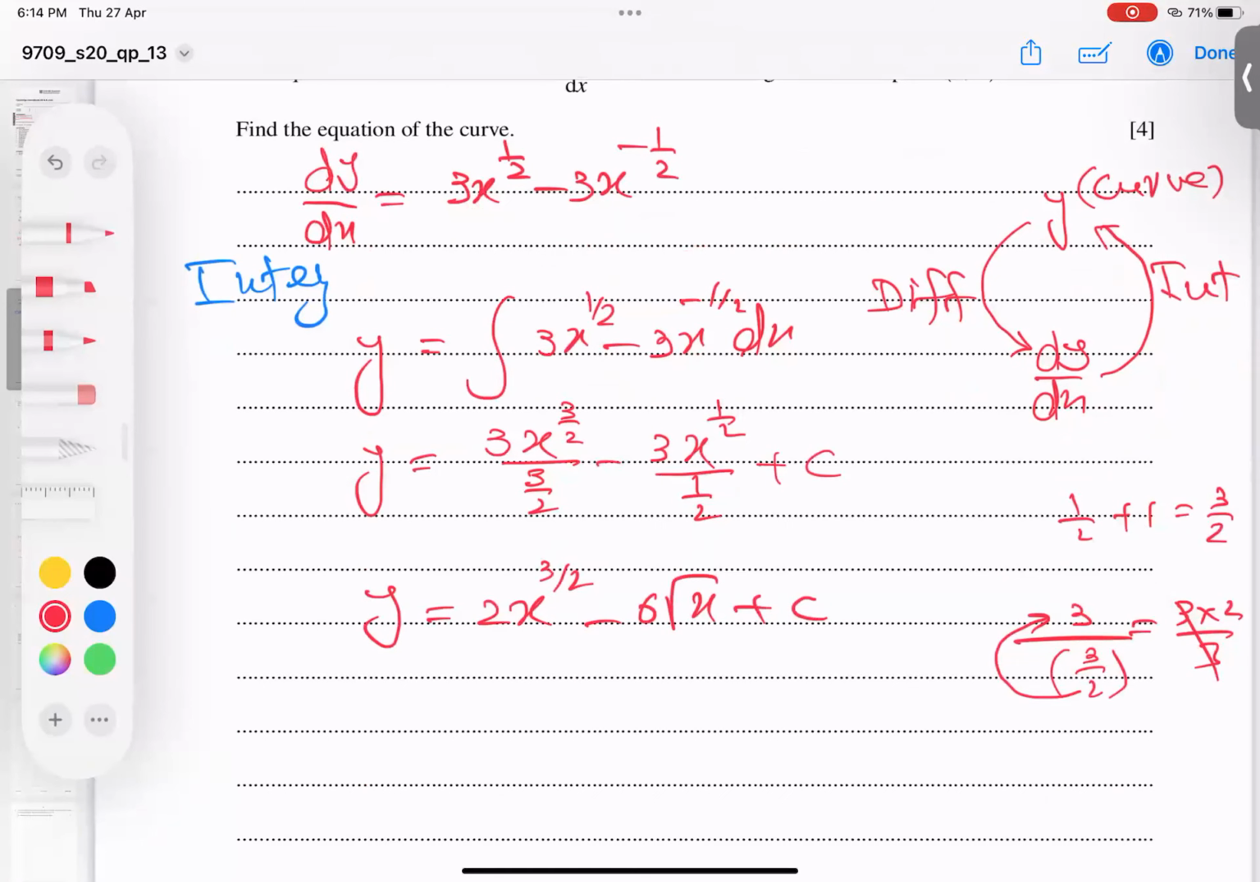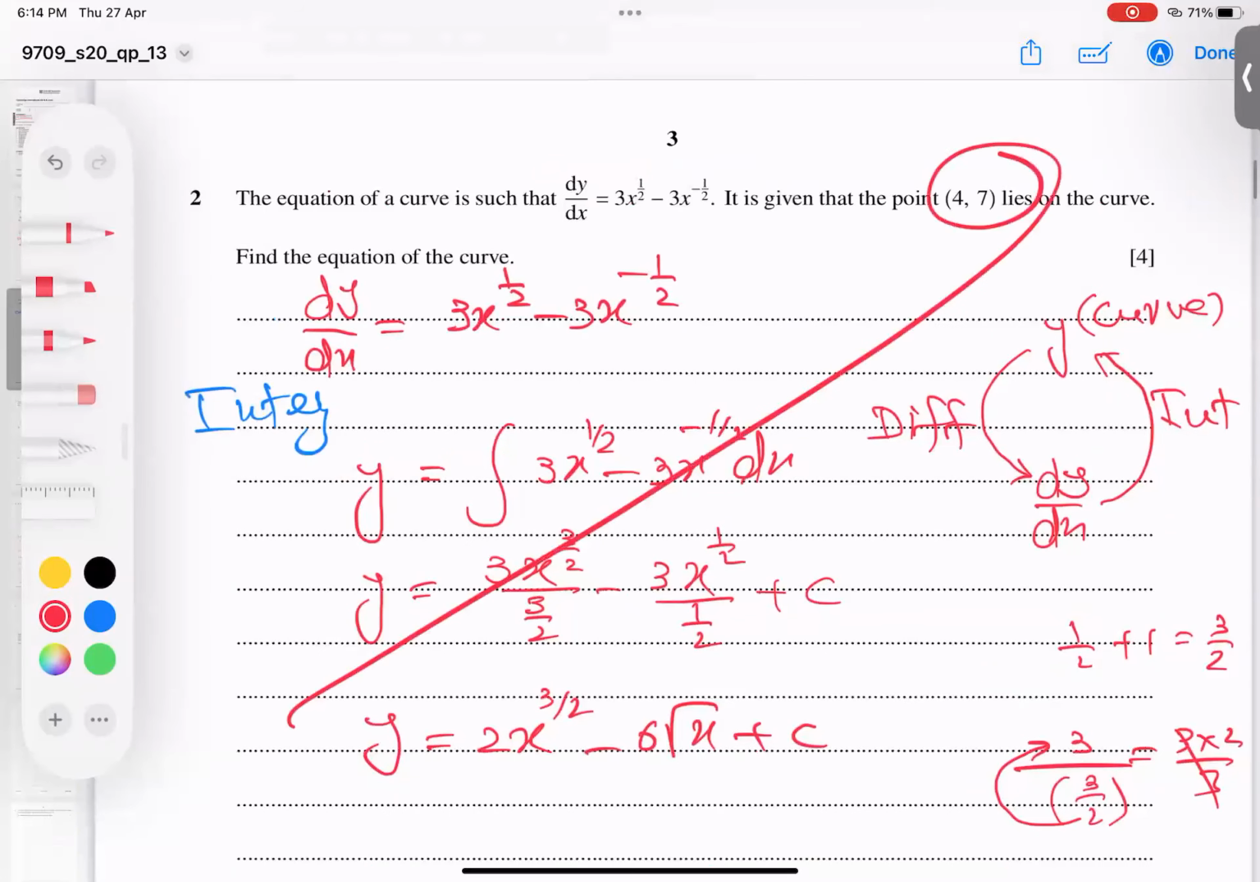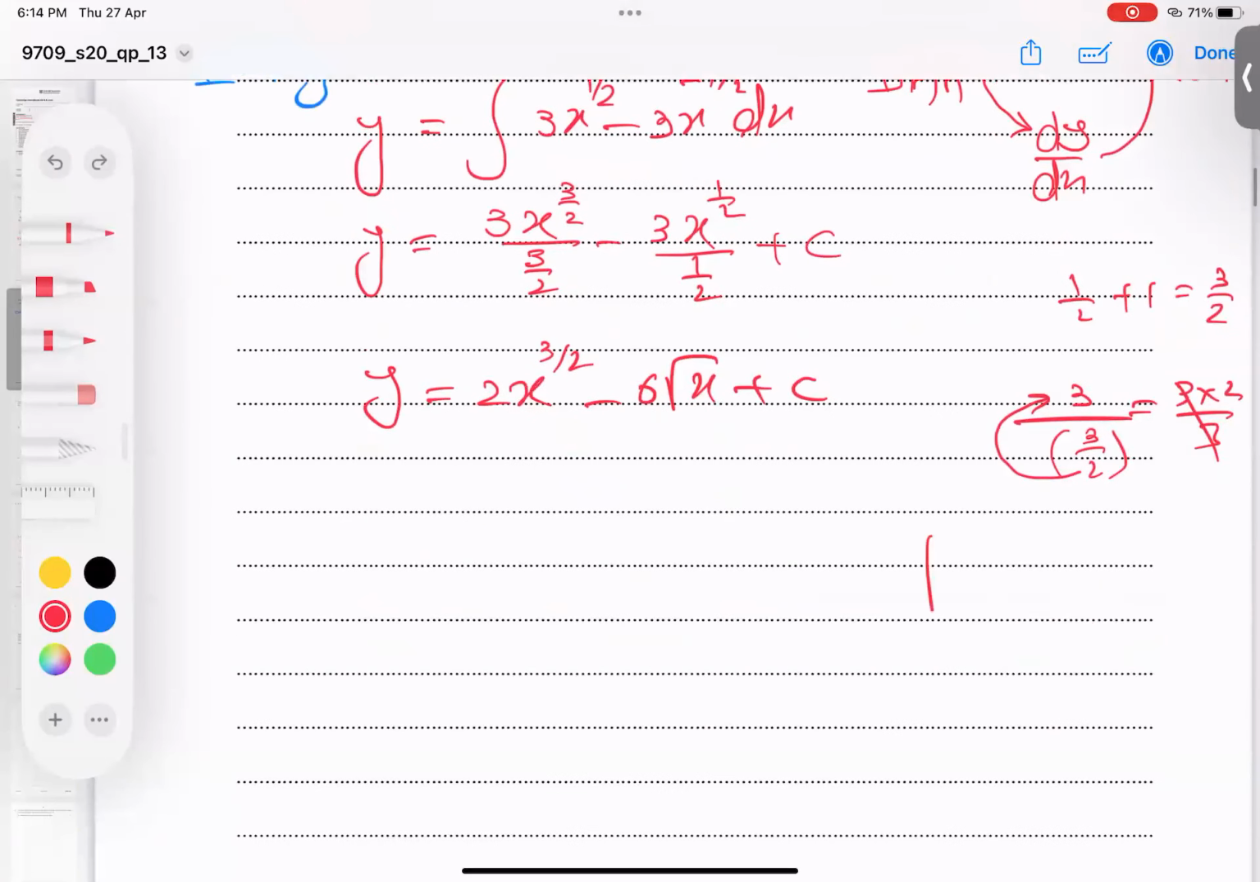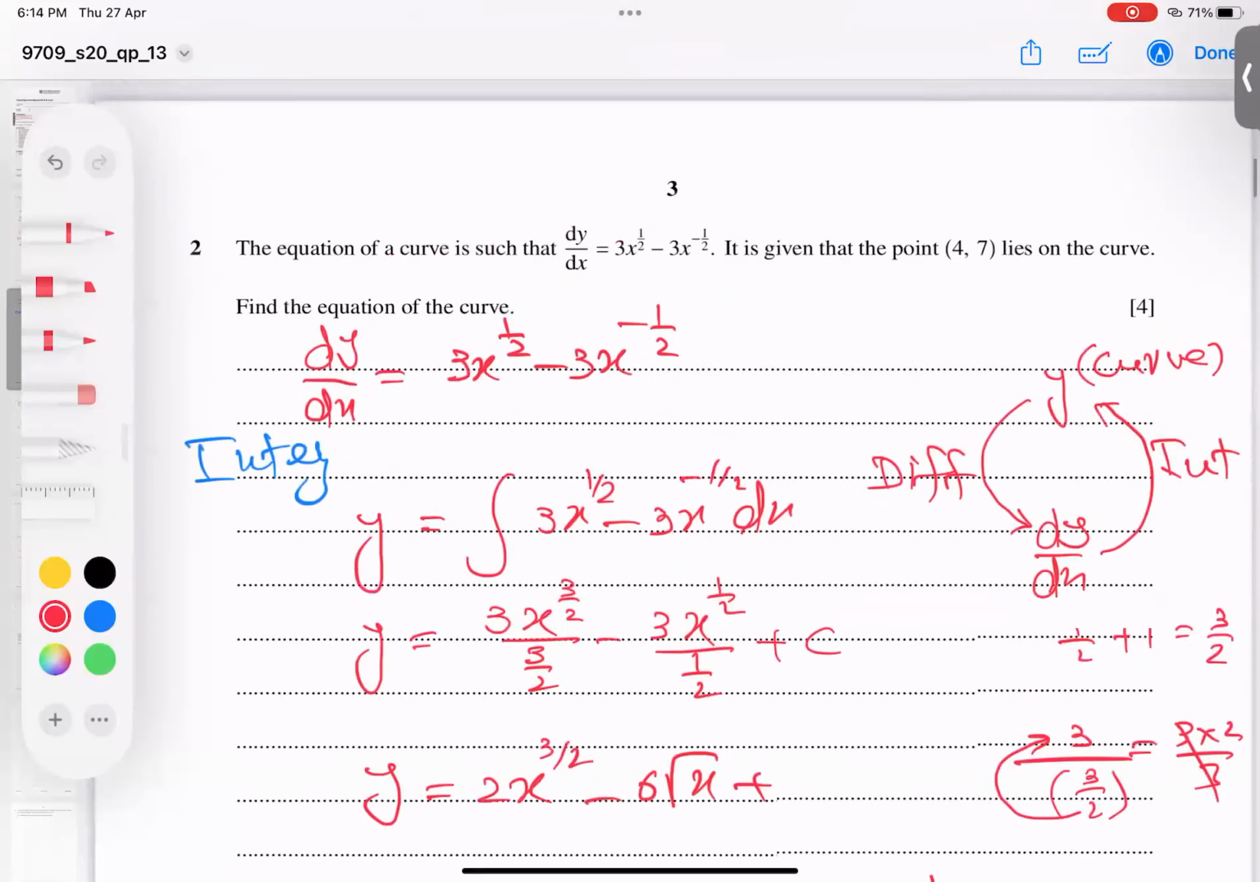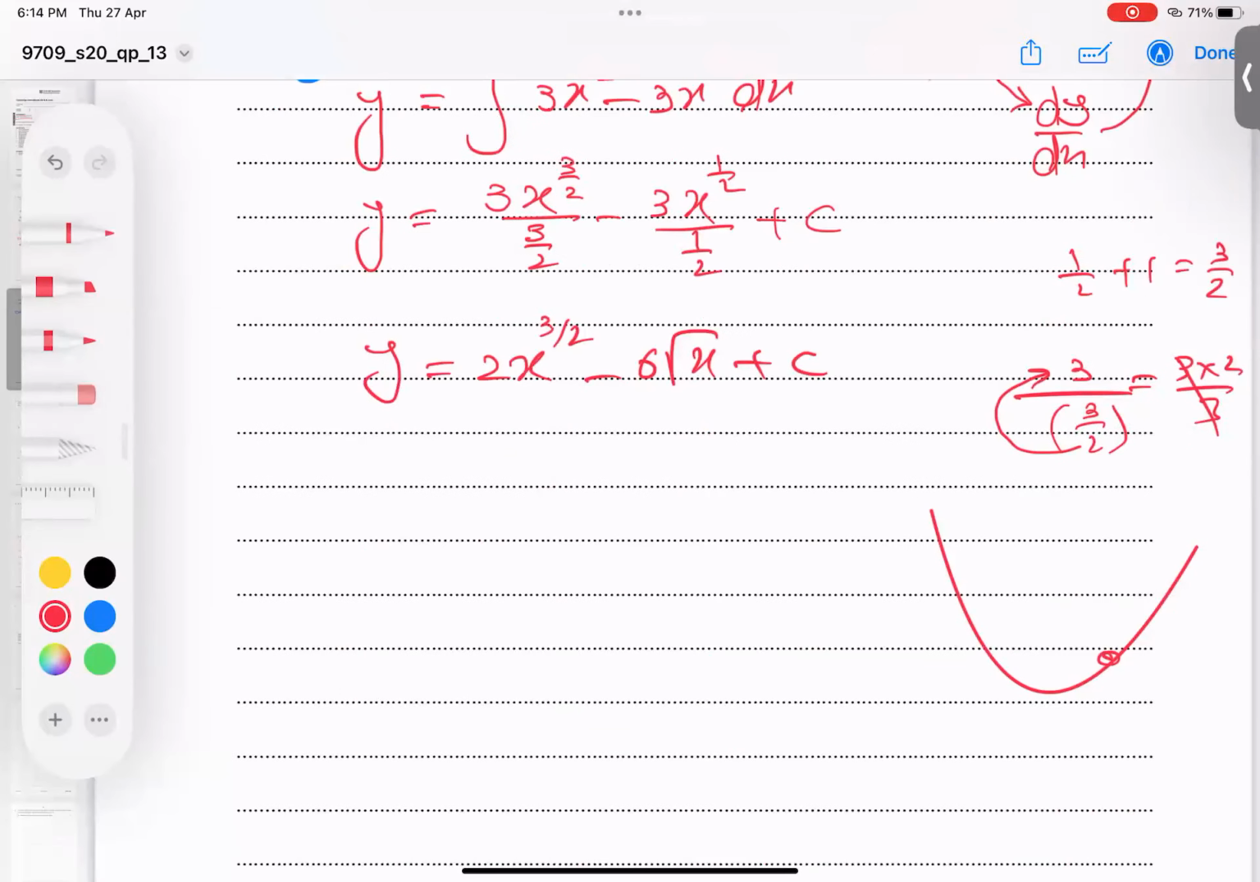Okay, so I hope this part is very, very clear. Now I'm going to put in the point, because he said that this point lies on the curve. It means the curve and the point 4, 6 lies on it. Somewhere 4, 6 lies on it. So I can replace and put values: x value 4 and y value 6.